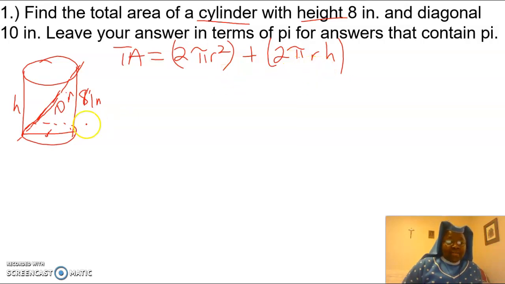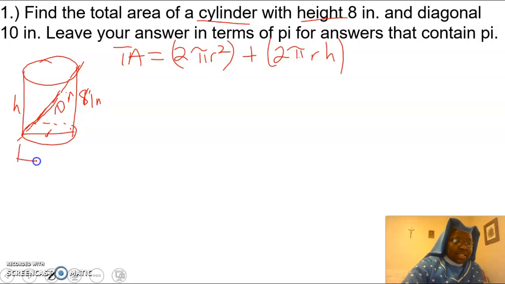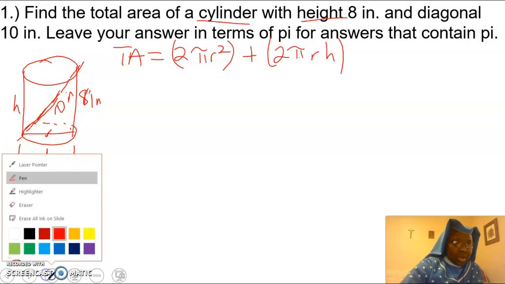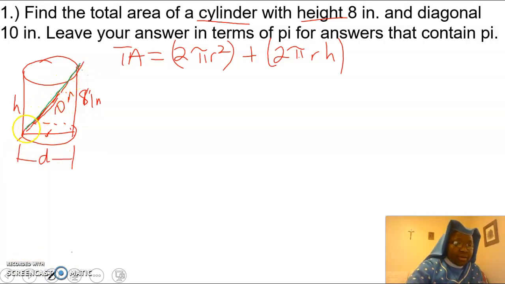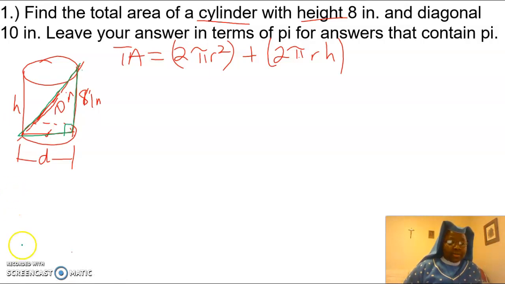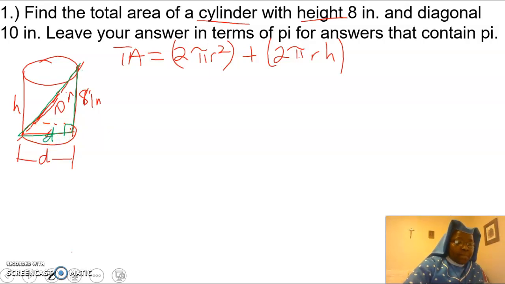So, but what do we need? We have the height. Height is 8. We need the radius. We don't have the radius, so we're going to find that. But we see the diameter D makes a right triangle with the diagonal and the height. So there's going to be a right angle there. So we can use the Pythagorean theorem to find the diameter. So that's this length here. We call it D.